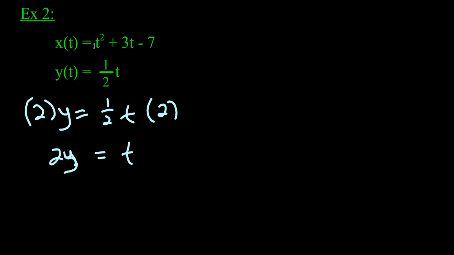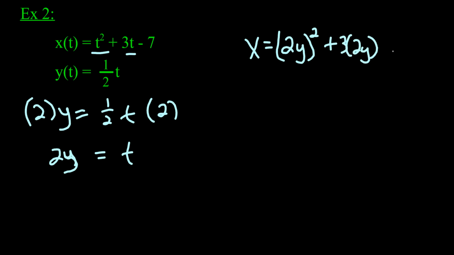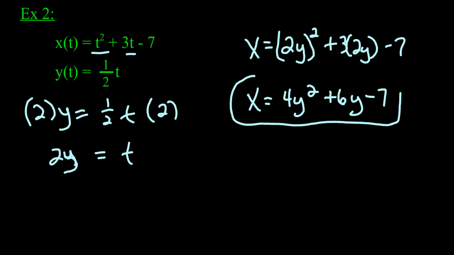Then wherever we see a t in the x equation, I can plug in 2y. So I get x equals (2y) squared plus 3 times 2y minus 7. Then I get x equals 4y squared plus 6y minus 7. So our rectangular equation is going to be x equals 4y squared plus 6y minus 7. That's from our parametric.